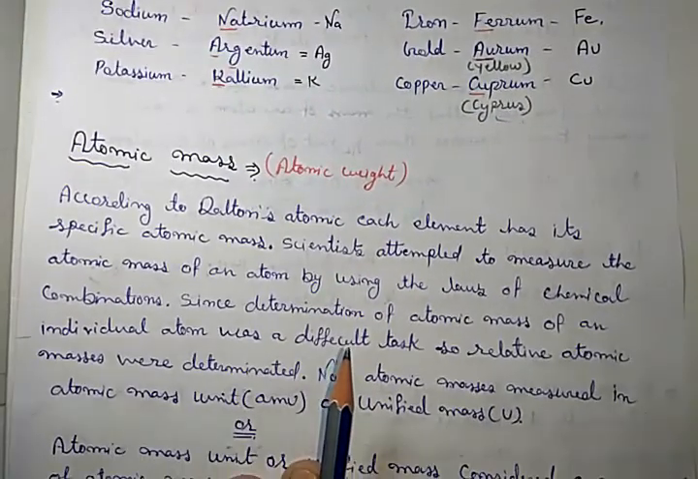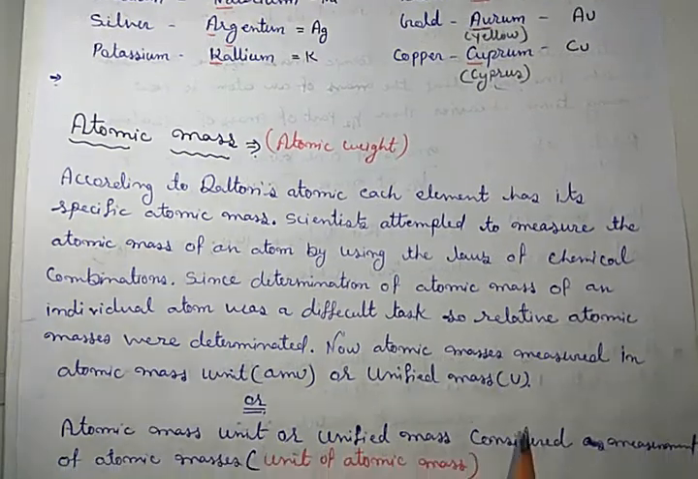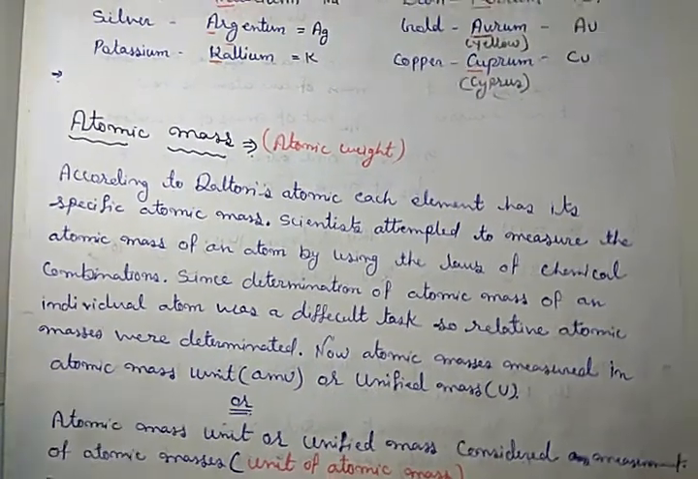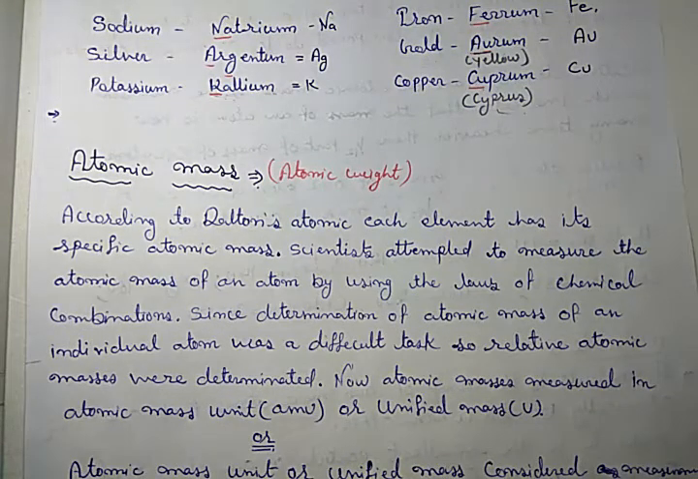Now the next topic is atomic mass or atomic weight. According to Dalton's atomic theory, each element has specific atomic masses. Scientists attempt to measure the atomic masses of an element by using the laws of chemical combinations.